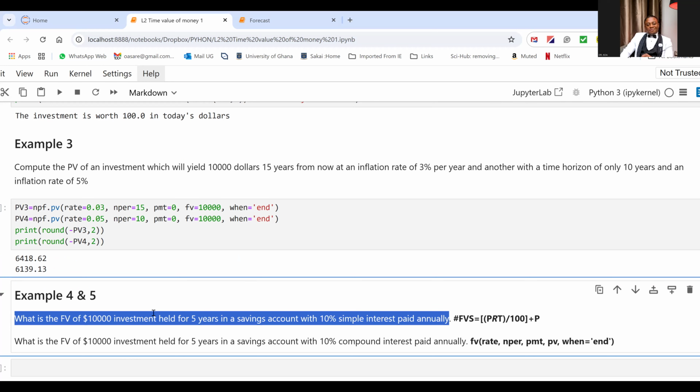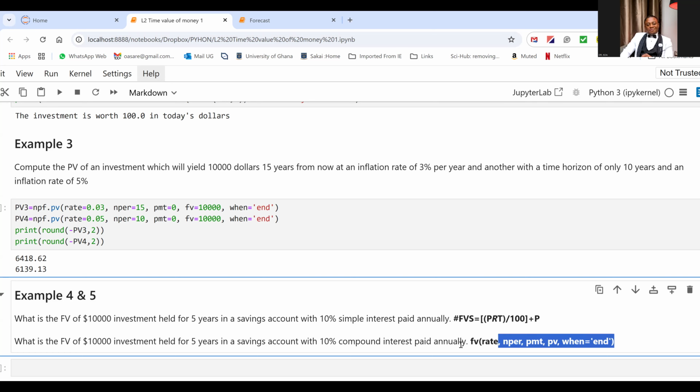What is the future value of 10,000 held for 5 years in a savings account with a 10% simple interest paid annually? What is the future value? Calculate that. Okay. I've given you some formula for that. And then what is the future value of 10,000 investment held for 5 years in a savings account with 10% compound interest? So this one is compound interest. That is why this formula has been given.